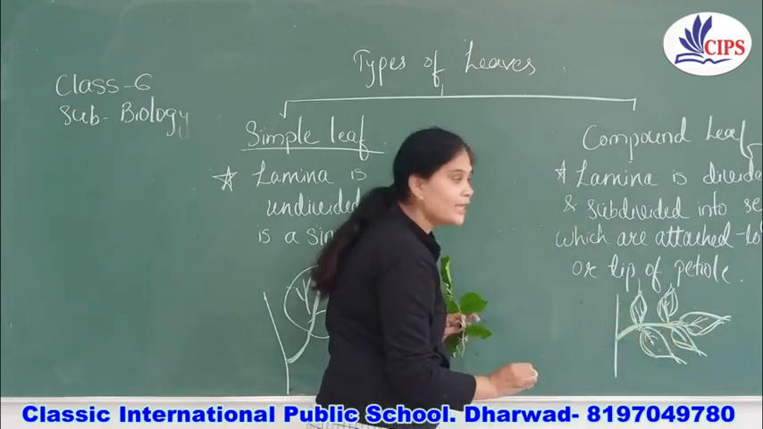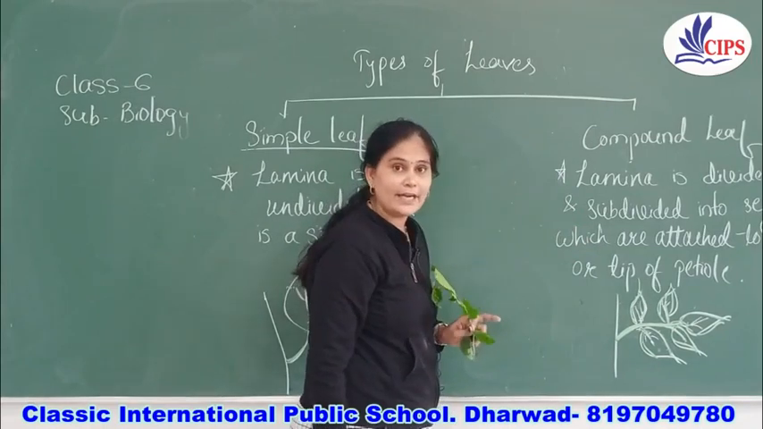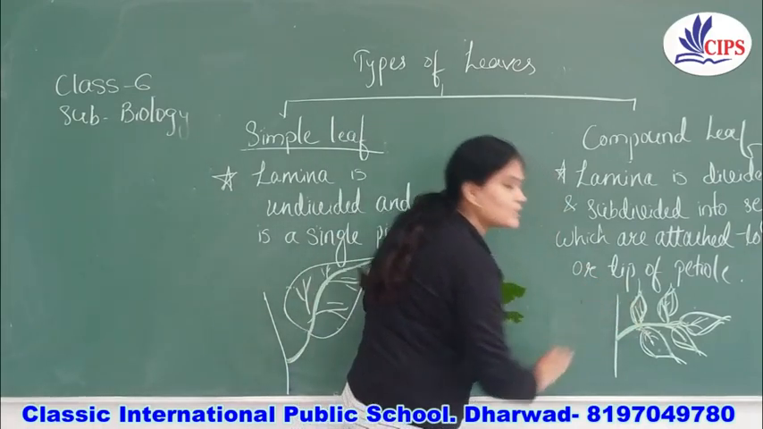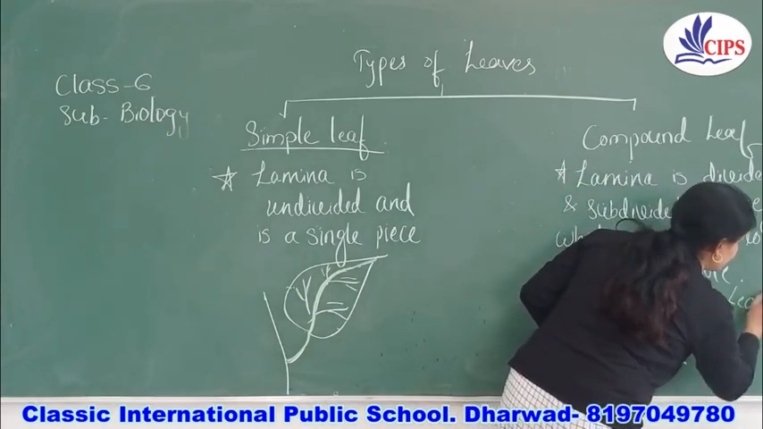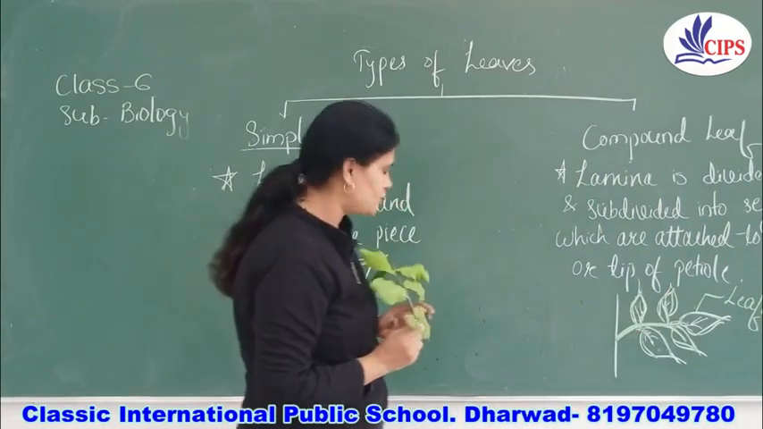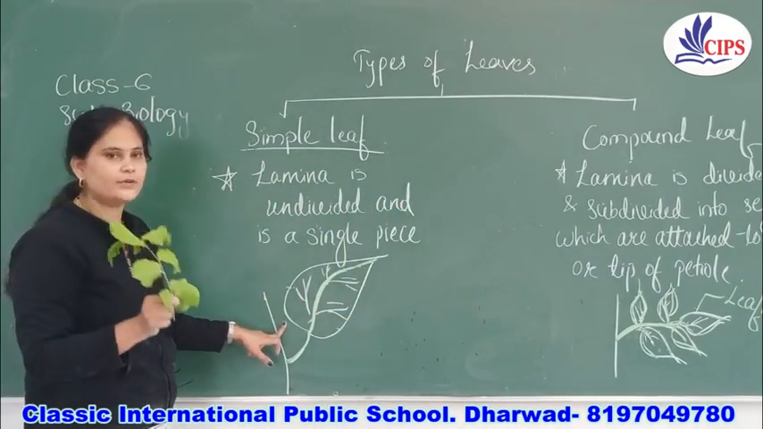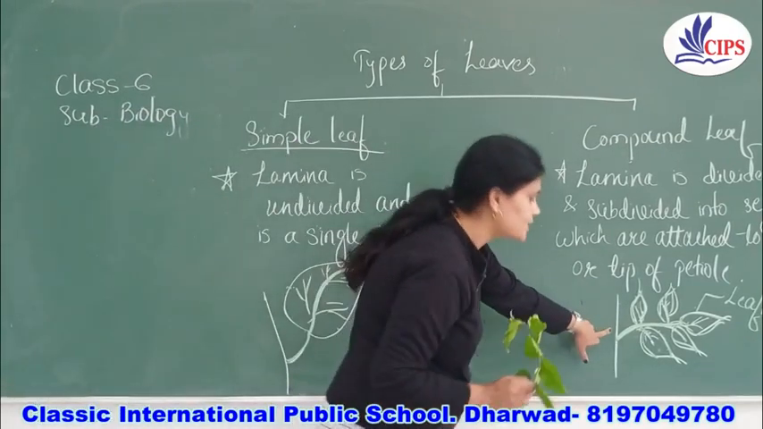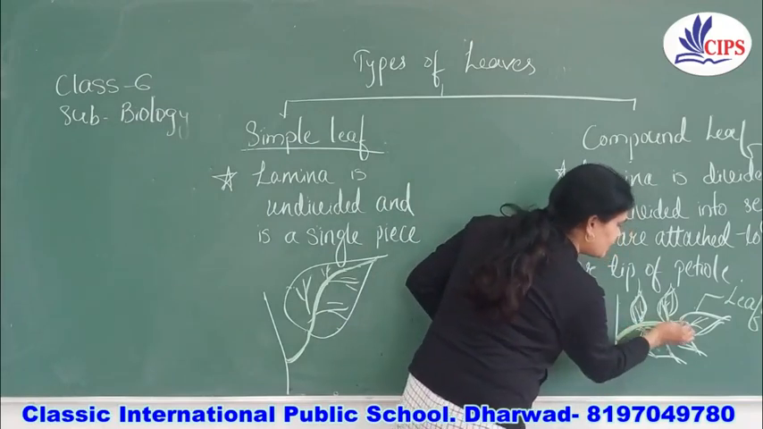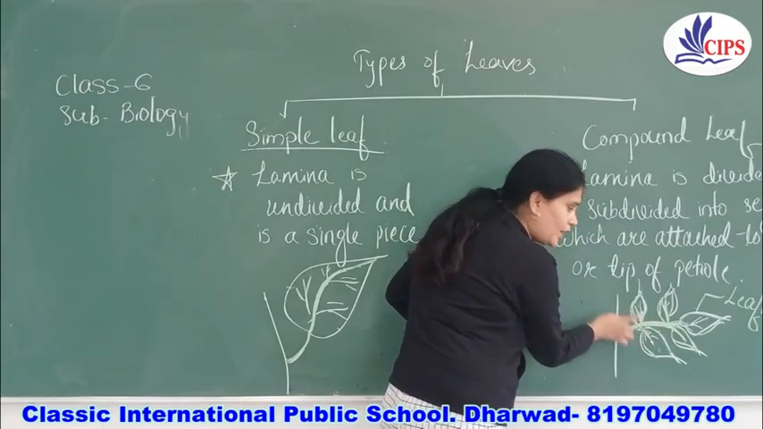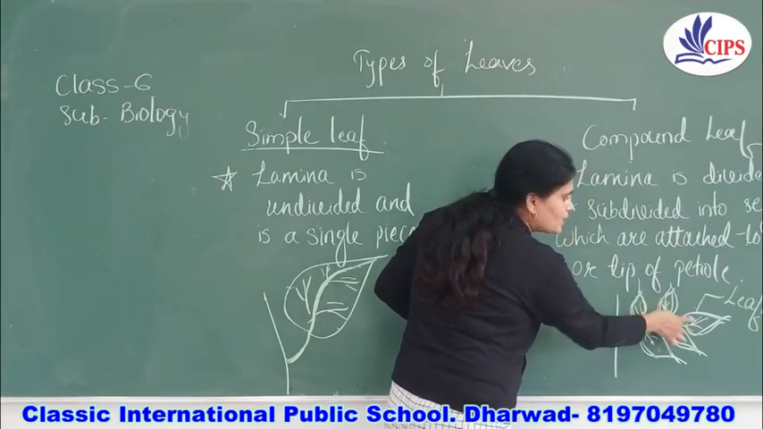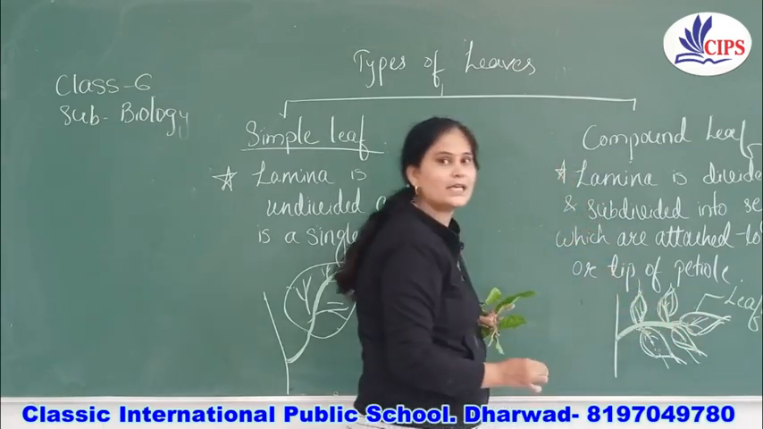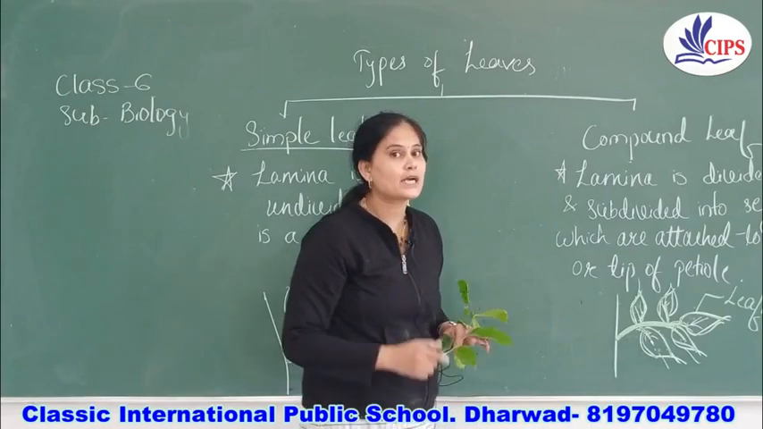Okay, so this type of leaf where the lamina is divided into small segments is called a compound leaf, and these small segments are called leaflets. Understood, children? See one more time. In the simple leaf, the lamina is undivided, remaining as a single piece. Whereas in compound leaves, this is the petiole, and this lamina is divided and subdivided into small segments. What do you call these small segments? This is one leaflet. So these small segments are called leaflets. This type of leaf is called the compound leaf.